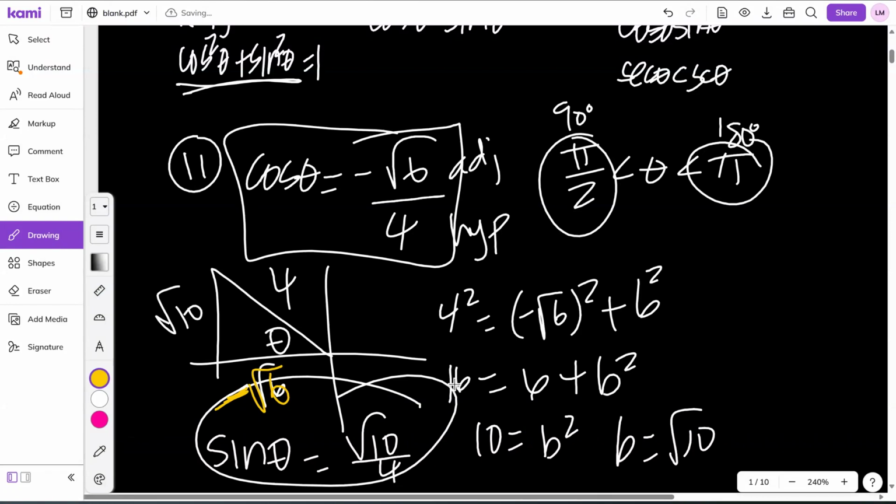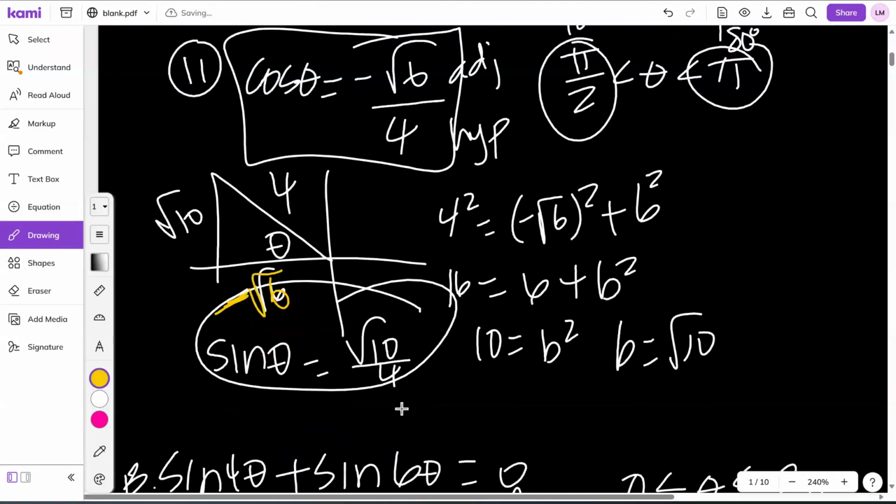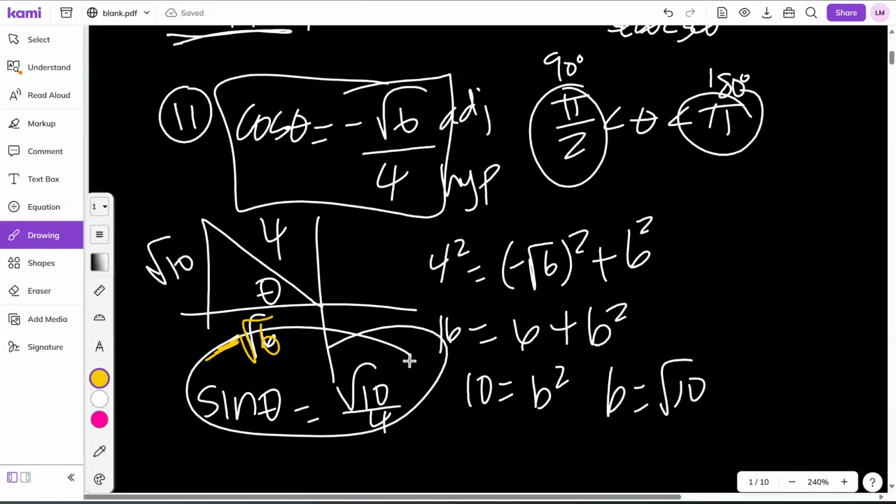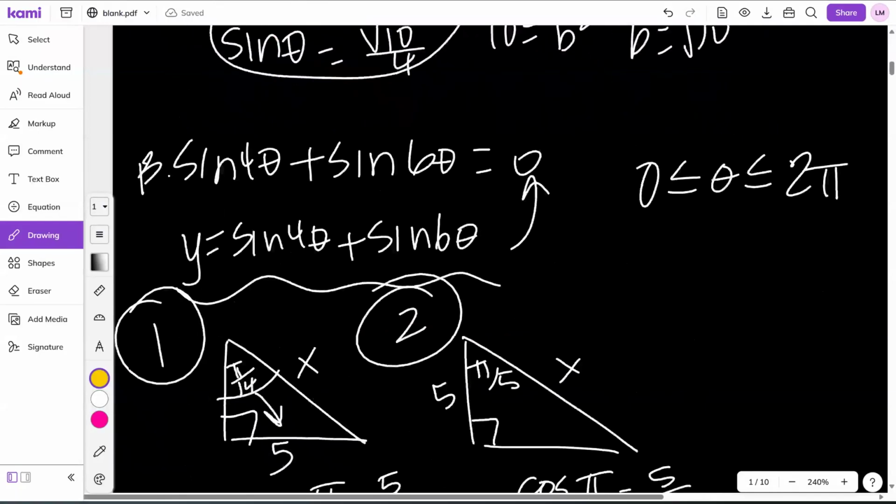And then I used Pythagorean theorem to find this side, and I found that this side was the square root of 10. So I did 4 squared plus negative square root of 6 squared plus b squared. Solved for it. I got this. So now I can plug into my double and half angle formulas. All right, so you can do that from there.